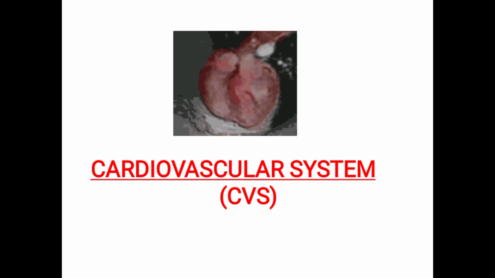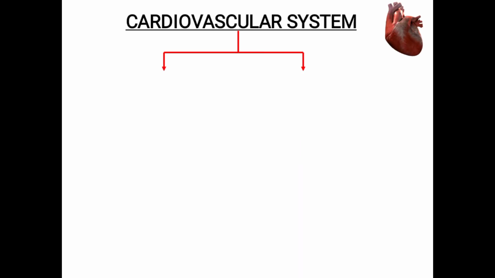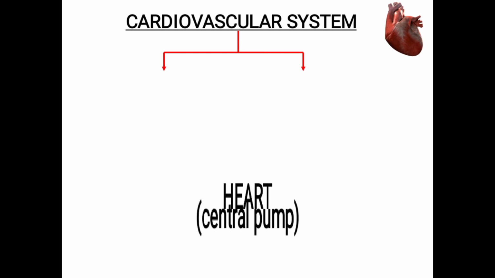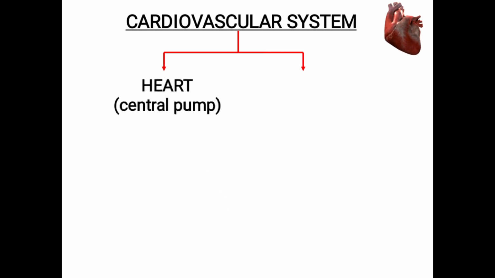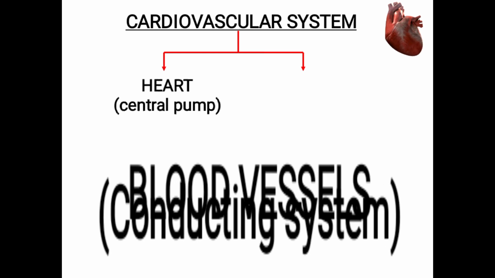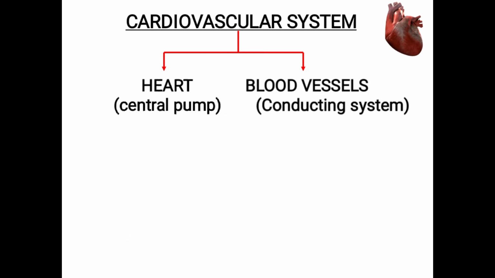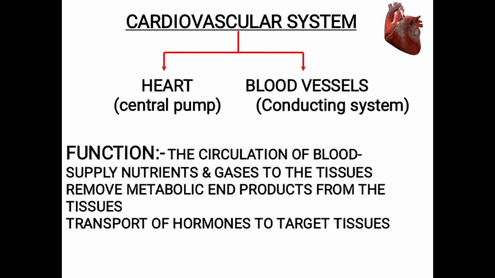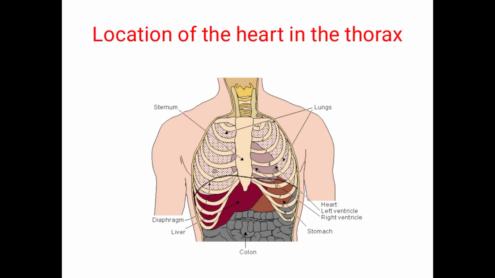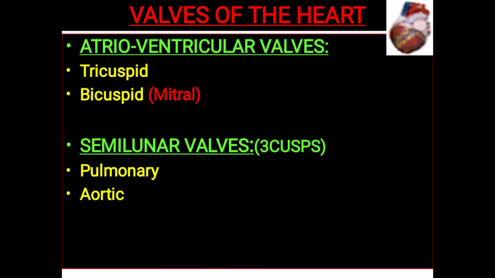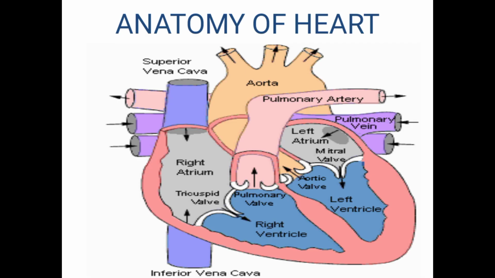So, last class we started the cardiovascular system, right? The cardiovascular system mainly contains the heart and blood vessels. These things I finished. The heart is a central pump that pumps the blood. Through the blood vessels, the blood is conducted to different parts of the body.